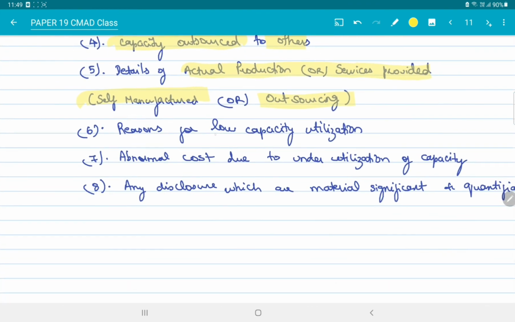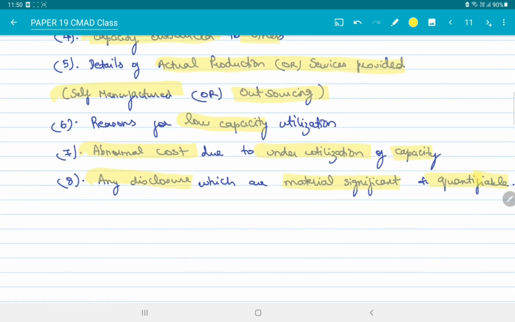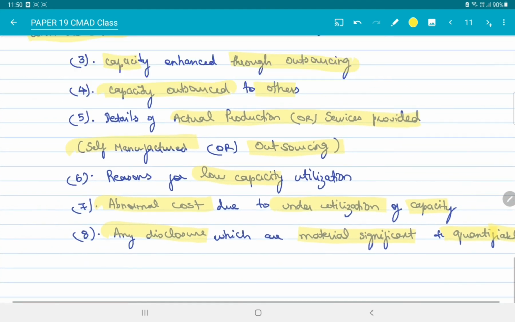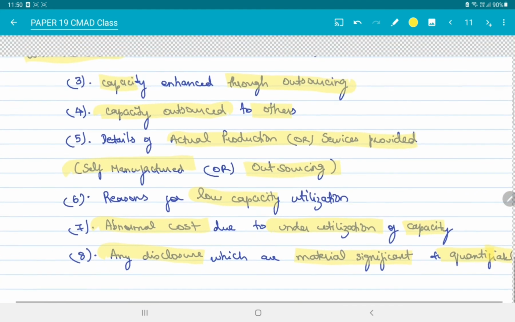Then if there is any low capacity utilization, you need to mention the reason why it happened. If there is any abnormal cost due to underutilization of capacity, you need to disclose it. If there is any disclosure which is materially significant and quantifiable, you need to disclose that also along with your cost statement.